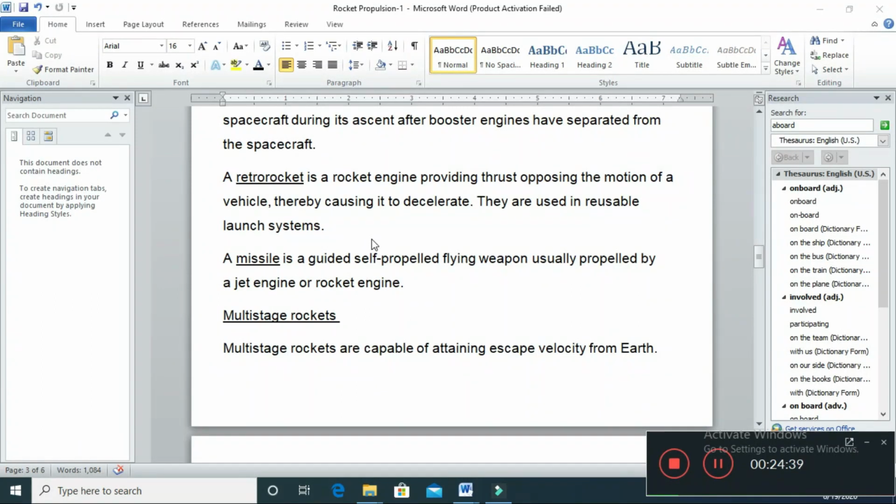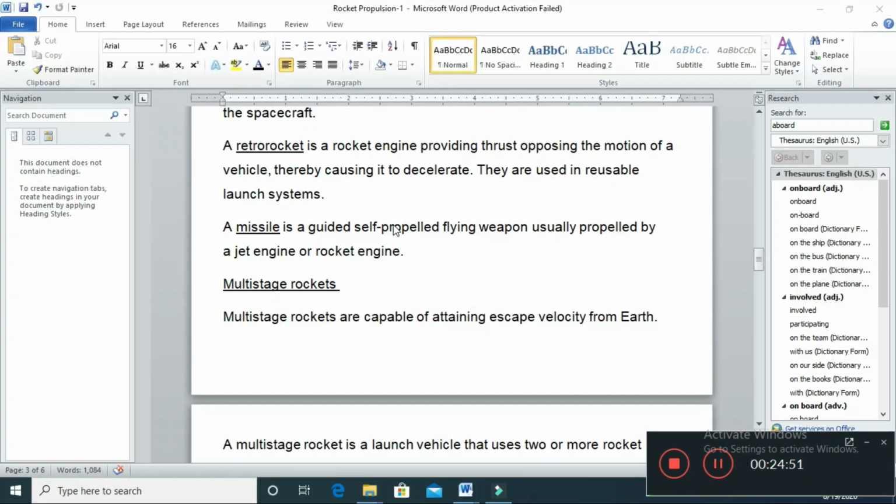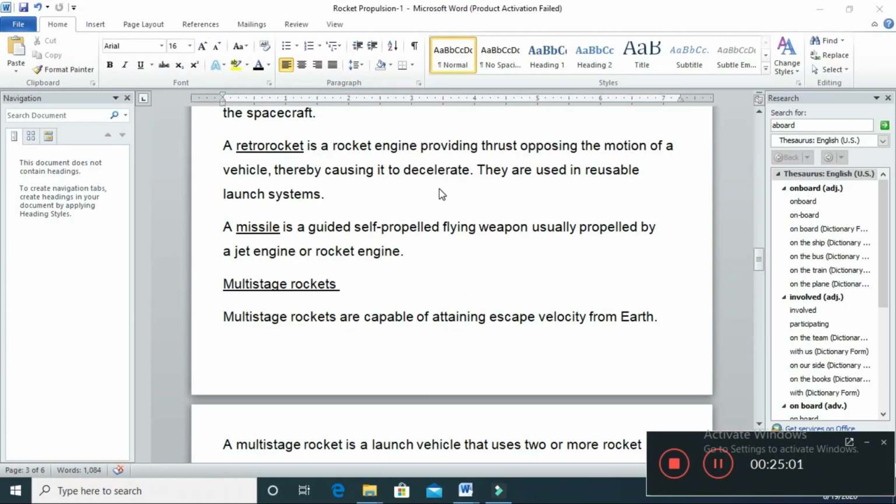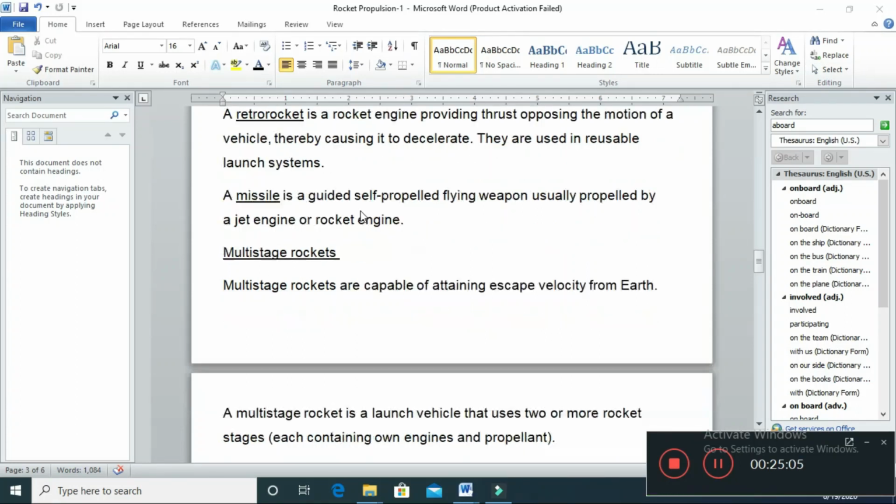Now, if the rocket engine has to be returned, if the space engine has to be returned, a retro rocket is used. The purpose of the retro rocket is to provide the opposing thrust. When it provides the opposing thrust, deceleration is caused, and it can move the engine back into the Earth atmosphere.